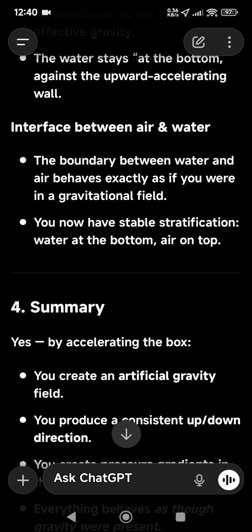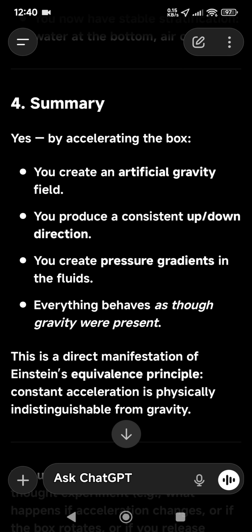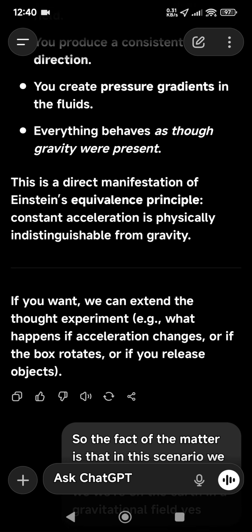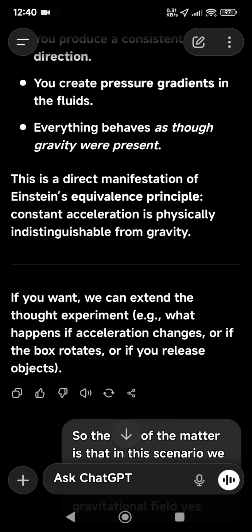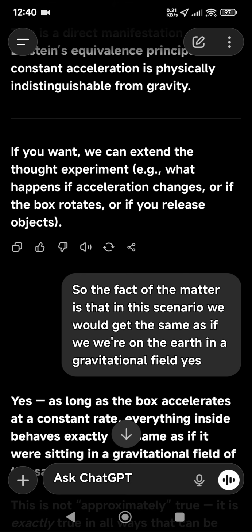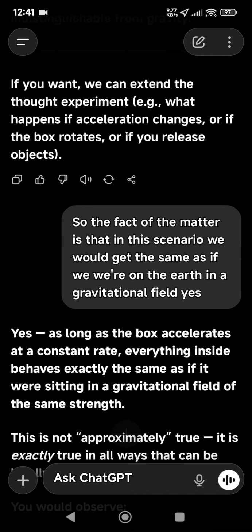Interface between air and water. The boundary between water and air behaves exactly as if you were in a gravitational field. You now have stable stratification, water at the bottom, air on top. Summary. Yes, by accelerating the box, you create an artificial gravity field. You produce a consistent up-down direction. You create pressure gradients in the fluids, the water and the air. Everything behaves as though gravity were present. This is a direct manifestation of Einstein's equivalence principle. Constant acceleration is physically indistinguishable from gravity. And it says, if you want, we can... I said, no.